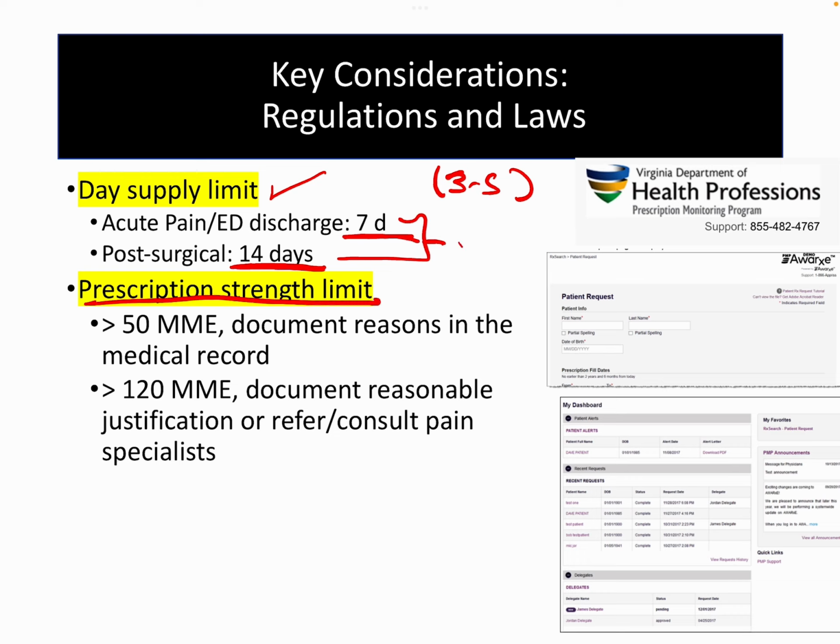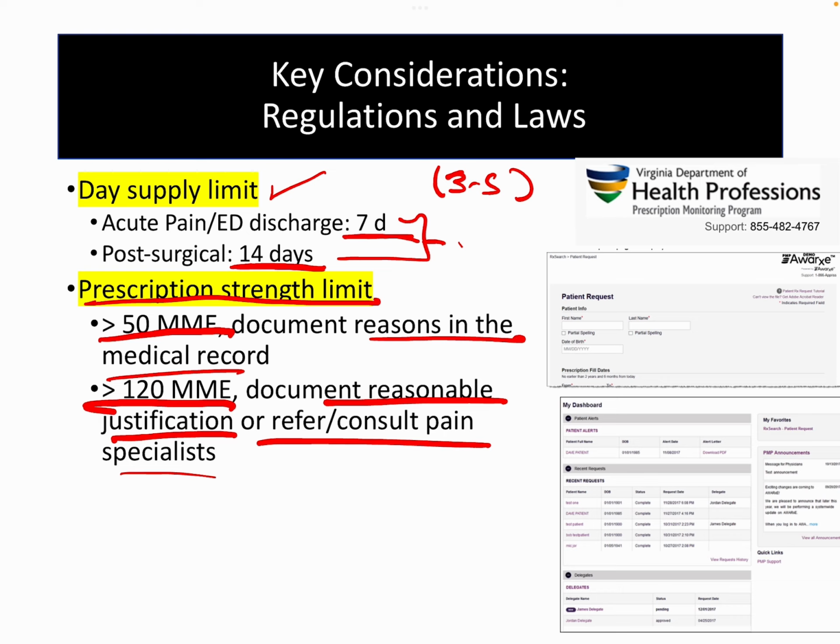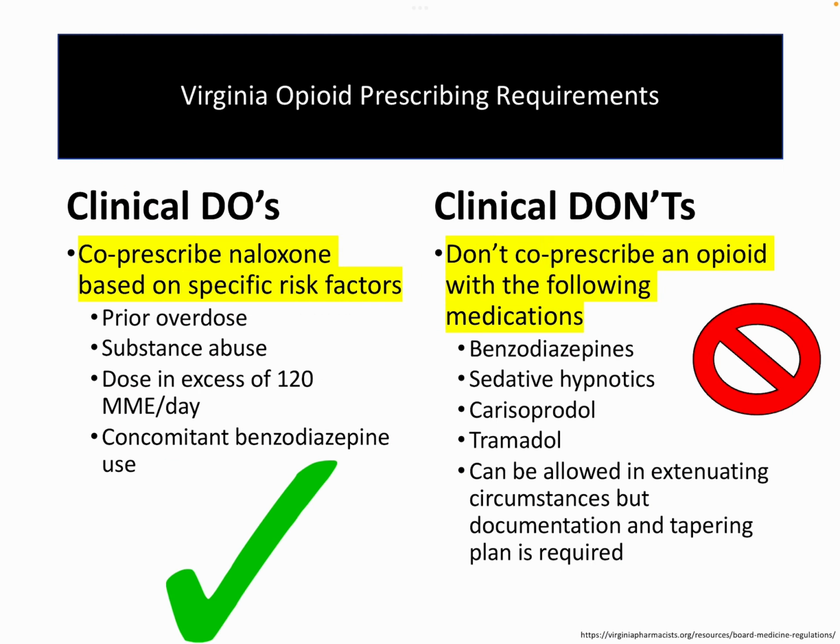Similarly, with prescription strength limits, if you have greater than 50 morphine milliequivalents, you have to document reasons in the medical record. And then similarly, for greater than 120, you have to document a reasonable justification or consult a pain specialist. So make sure that you know these numbers. At 50 morphine milliequivalents, you need documentation in the medical record. Once you get to greater than 120, you need to refer for a consultation to a pain specialist. You do want to co-prescribe naloxone based on patient-specific risk factors, including, once again, this 120 morphine milliequivalents per day, a prior overdose, a history of substance abuse, or concomitant benzodiazepines.